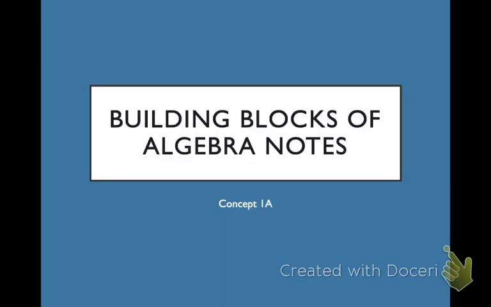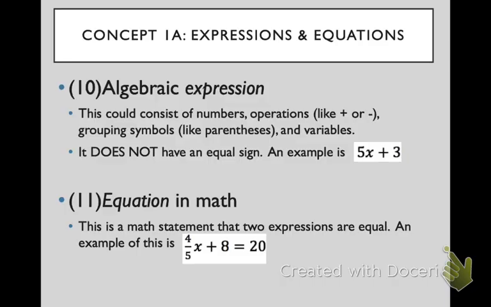As you begin your study of Algebra 2, here's some more review of the concepts and terms that you need to be familiar with. These concepts and terms deal mainly with the idea of expressions and equations in math. An algebraic expression is something that consists of numbers, operations like addition or subtraction, grouping symbols like parentheses, and variables. But what is most important about an expression is that it does not have an equal sign.